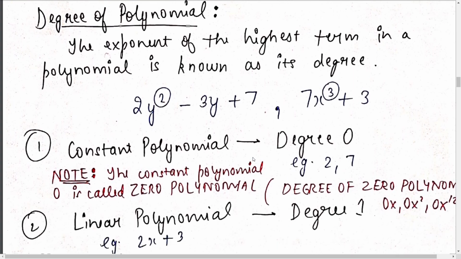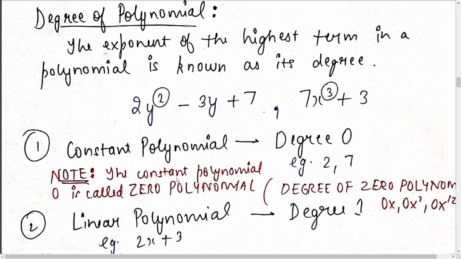First is the constant polynomial, whose degree is 0. This includes numbers like 2, 7 and any constant number. Now, an important note here is that the constant polynomial 0 is called the zero polynomial. Note 0 is also a constant polynomial, but it is given a special name, zero polynomial. Why? I'll let you know.